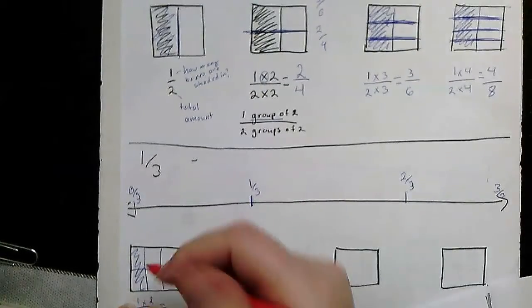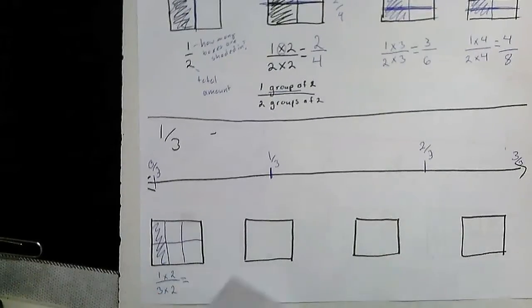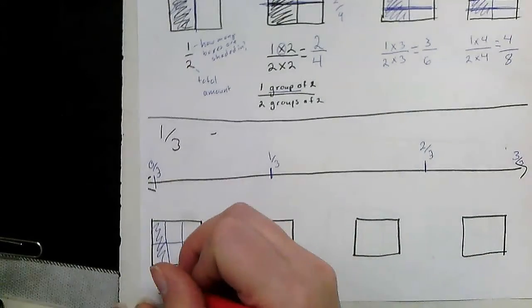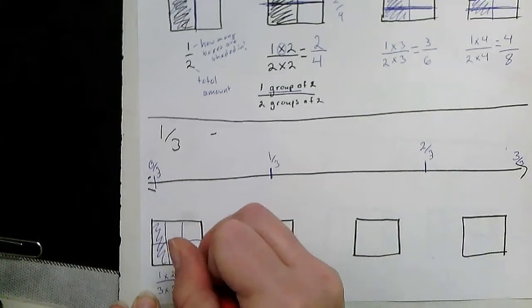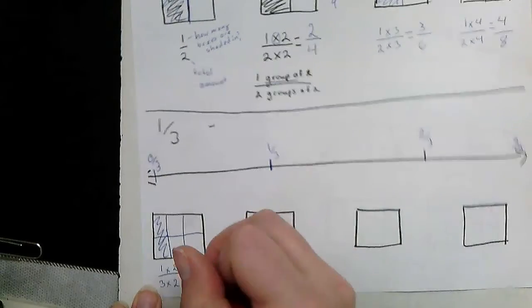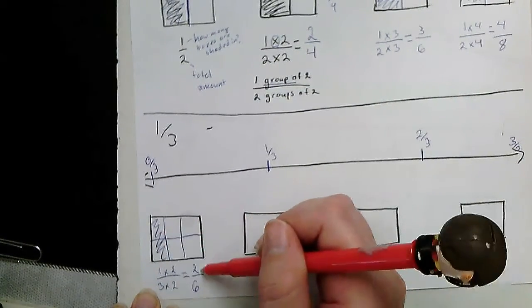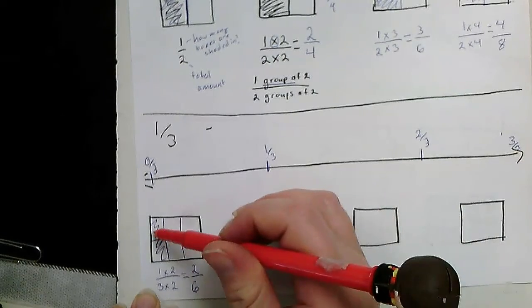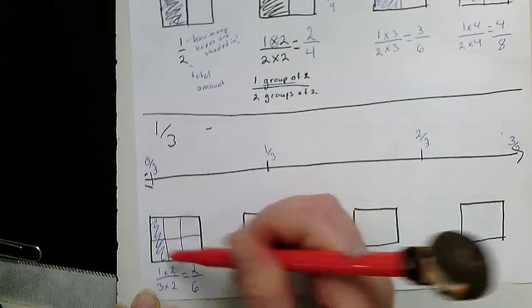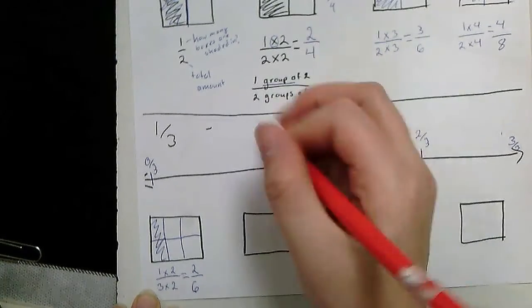And the reason why I split it down the middle is because I'm creating 2 groups now. So when I create those 2 groups, I'm doing 1 group of 2, or 1 times 2, which is 2, and then 3 times 2, which gives me 6. So now I have 2 parts filled in, and that's why my denominator is 2. And there are 1, 2, 3, 4, 5, 6 total parts. So 2/6 would go right here.